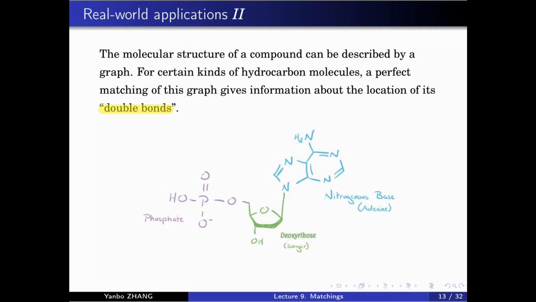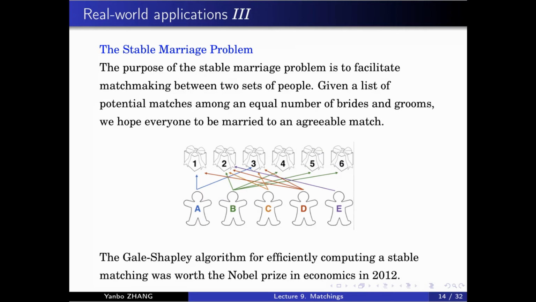Here, every vertex is incident to at most one double bond. So, all these double bonds form a matching. The next one is the stable marriage problem. The purpose of the stable marriage problem is to facilitate matchmaking between two sides of people. Given a list of potential matches among an equal number of brides and grooms, we hope everyone to be married to an agreeable match.